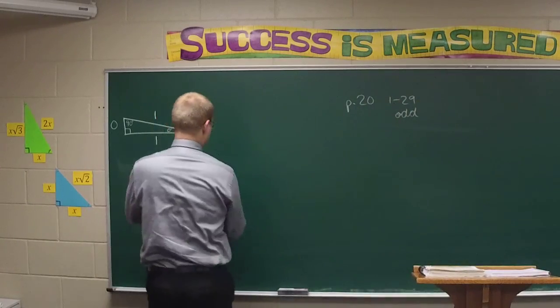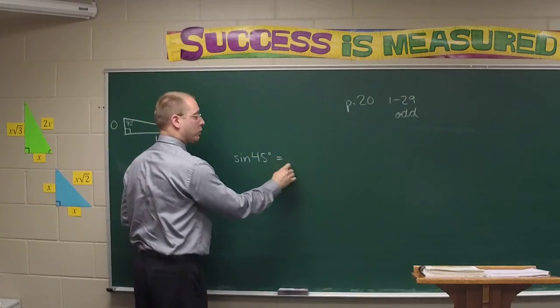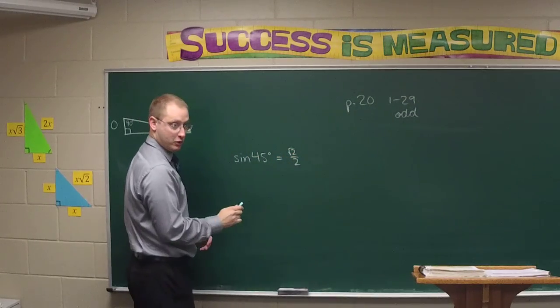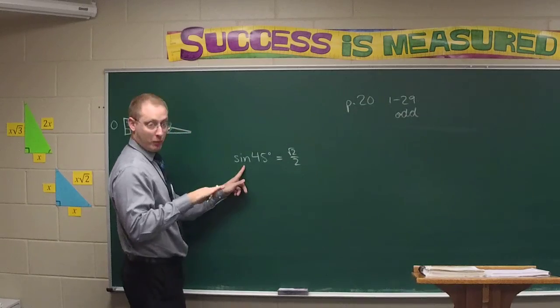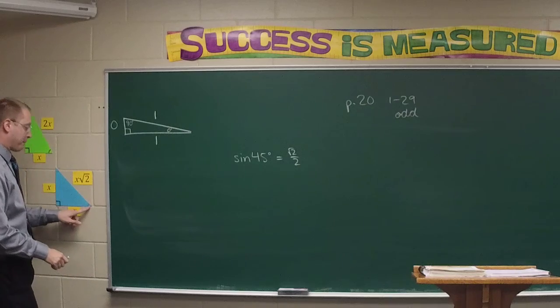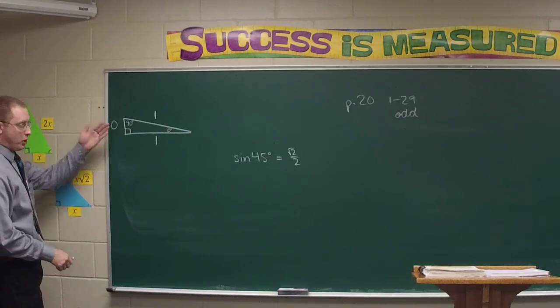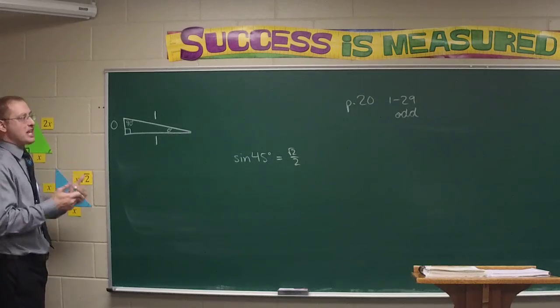Okay, so let me help you with this. The sine of 45 degrees is equal to the square root of 2 over 2. Sine is always opposite over hypotenuse. For a 45 degree angle, the opposite is 1. The hypotenuse is square root of 2. So it's 1 over square root of 2. That's what it equals.